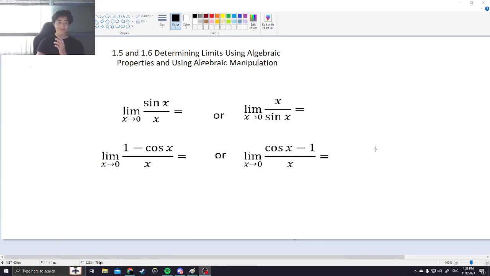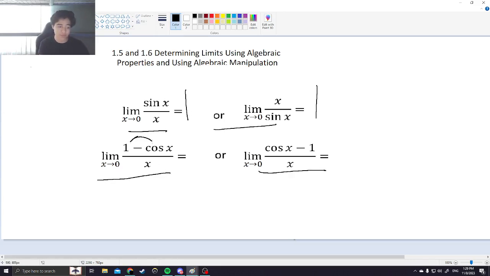The last thing we have to go over in these two sections is special trig limits. Basically, the limit as x approaches 0 of sine x over x, or x over sine x, they're the same thing. They're both 1. Anytime you see this, the answer is 1. Here, 1 minus cos x over x, or cos x minus 1 over x, doesn't matter which is subtracting which, as long as you see this, and it's over x, and the limit is approaching 0, the answer will be 0.